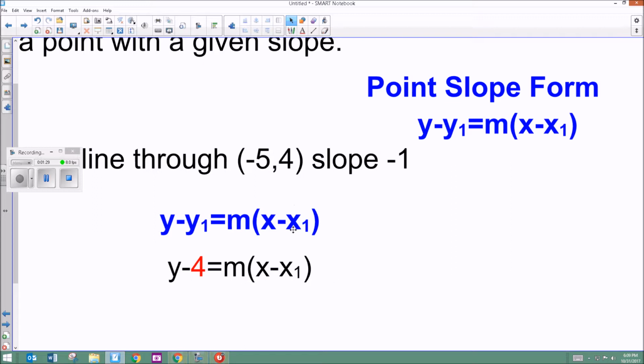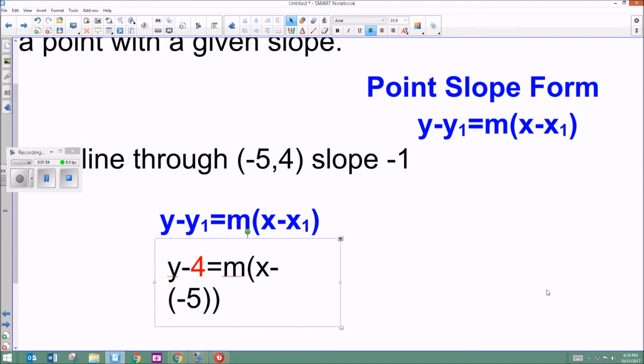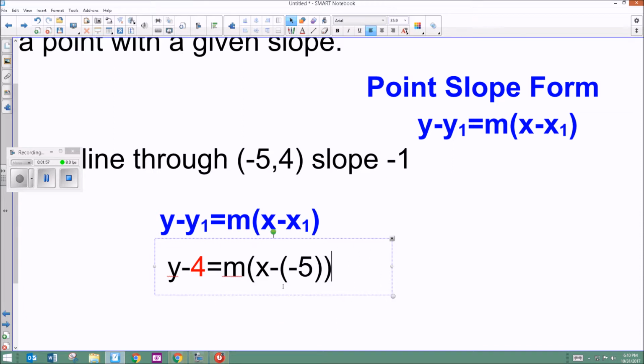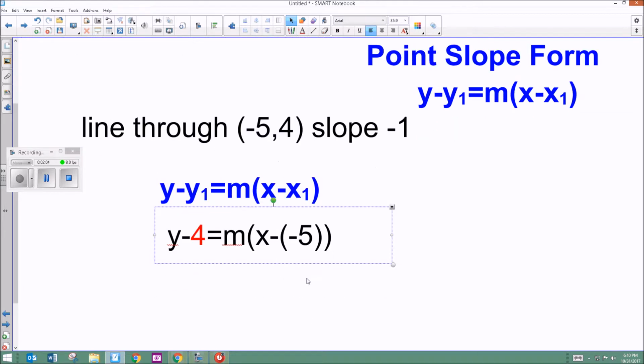And then x1 is negative 5. So I'm going to put a negative 5 here. Now you notice I got two negatives, so maybe it would look less confusing if I did this. Okay, there, it's better. Because you're subtracting whatever x1 is, and x1 is negative 5, I have to subtract it.